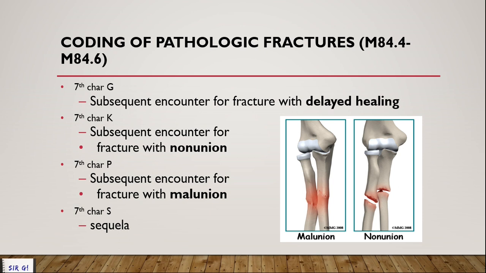7th character K, we're talking about non-union. 7th character P is malunion. And 7th character S is sequela. Now, what is the difference between malunion and non-union? When you say non-union, there's healing in both ends of the fracture, but the bone doesn't connect at all. It's no longer connected. They never connected at all.